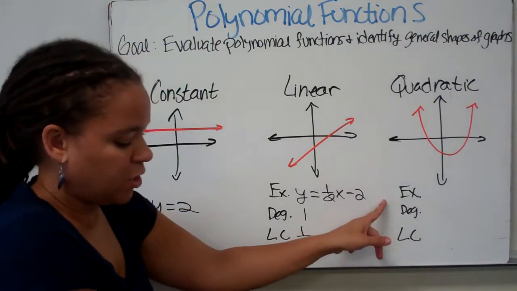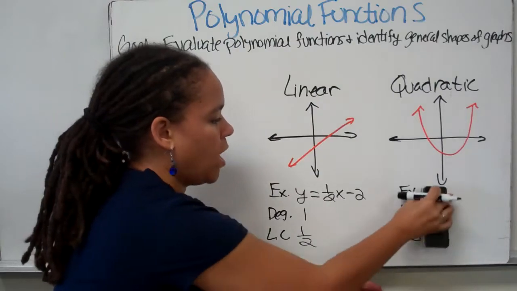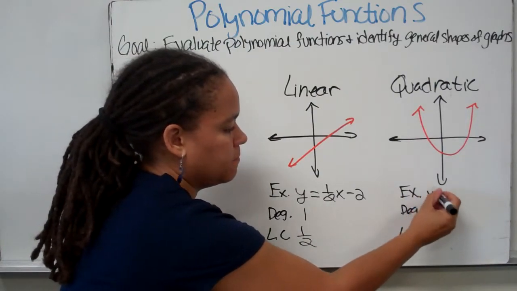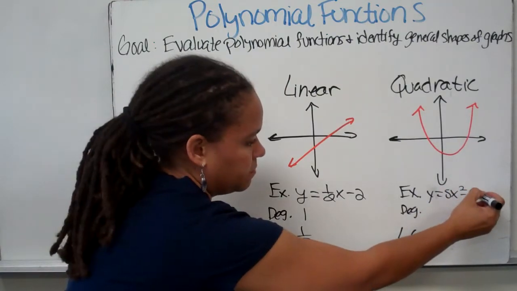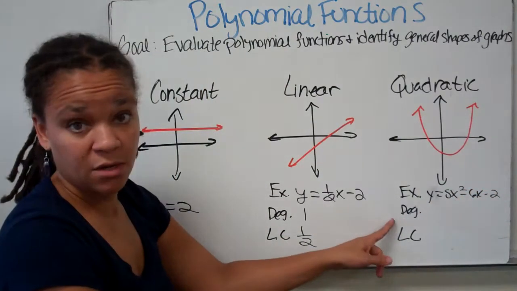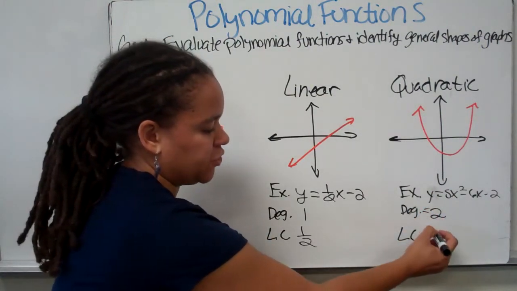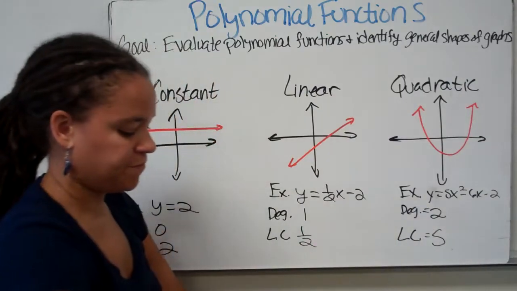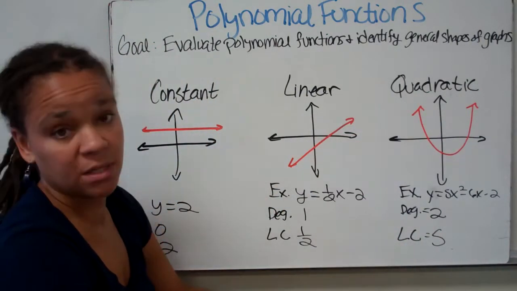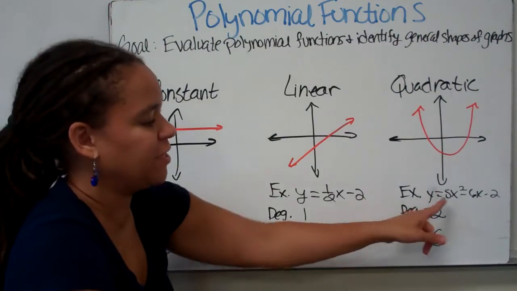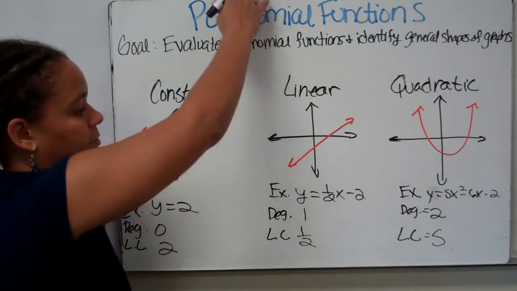And for a quadratic, maybe we have y equals 5x squared minus 6x minus 2. The degree would be 2 because it's a quadratic, and the leading coefficient would be 5. So these are just ideas that you can get from looking at it. You should be able to tell all of those. You can't tell the exact equation, but you should be able to look at an equation and know that the graph looks something like that.